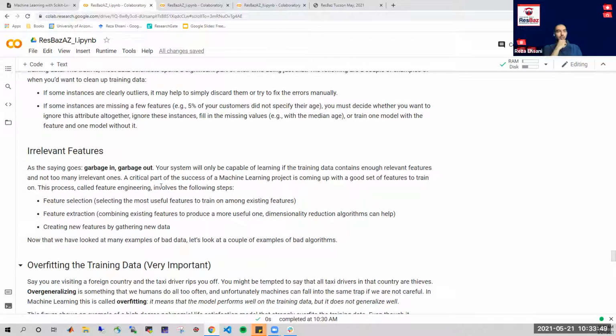Another issue with bad data is irrelevant features. As the saying goes, garbage in, garbage out. Our system is only capable of learning if the training data contains enough relevant features and not too many irrelevant ones. So when it comes to the machine learning model, we should do something called feature selection, that is selecting the most useful features to train our model with. Another thing is feature extraction, that is combining existing features to produce more useful ones, which is called dimensionality reduction as well. And also we can create new features by gathering new data.